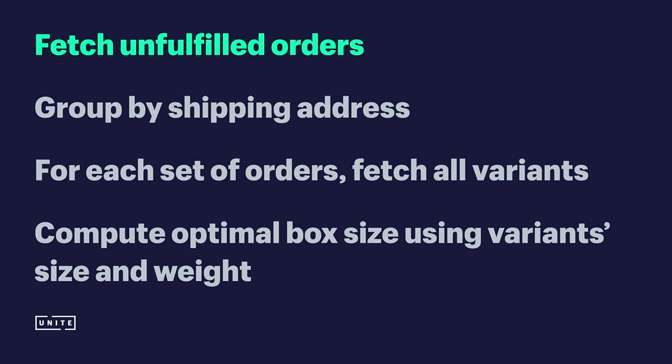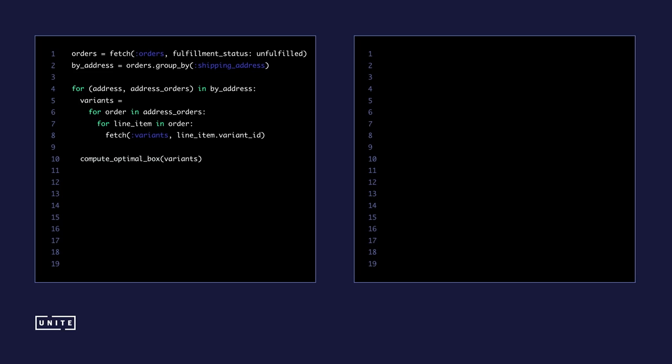So to implement this app, we're going to need to implement 4 steps. The first is to fetch all unfulfilled orders on the shop. Group those by their shipping address to get all the orders going to a single shipping address. For each set of orders going to a shipping address, fetch all the variant info. And finally, get the size and the weight info for those variants and compute that optimal box size. In pseudocode, it looks like this. Let's step through to understand more about what's happening.